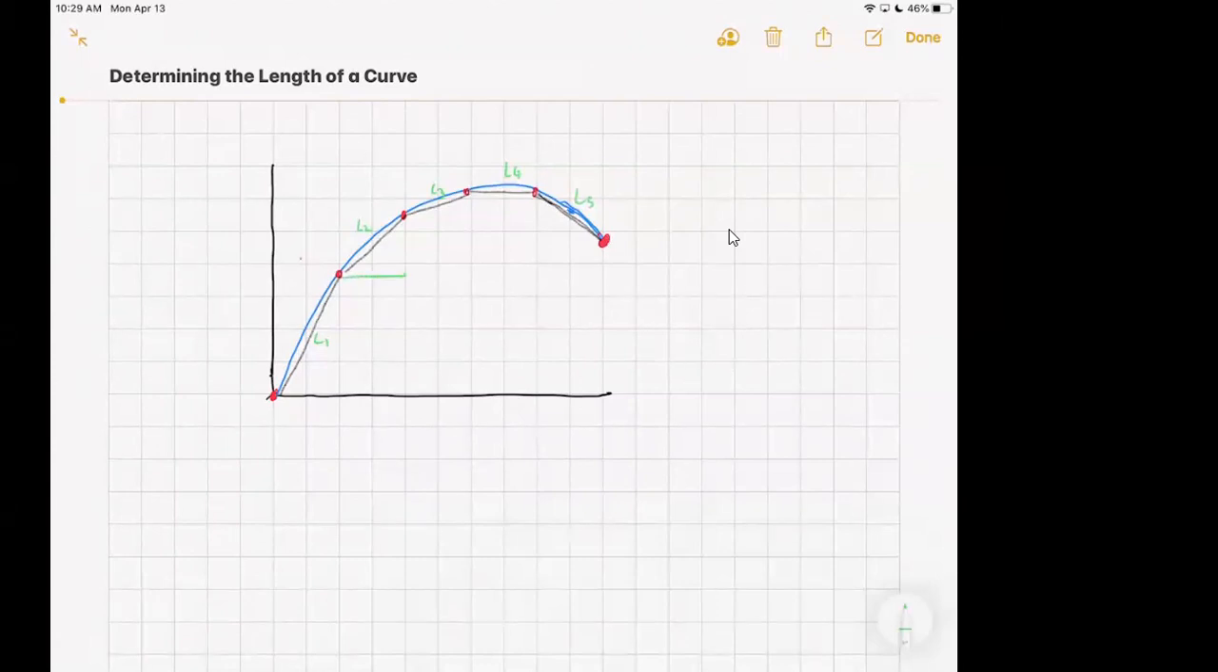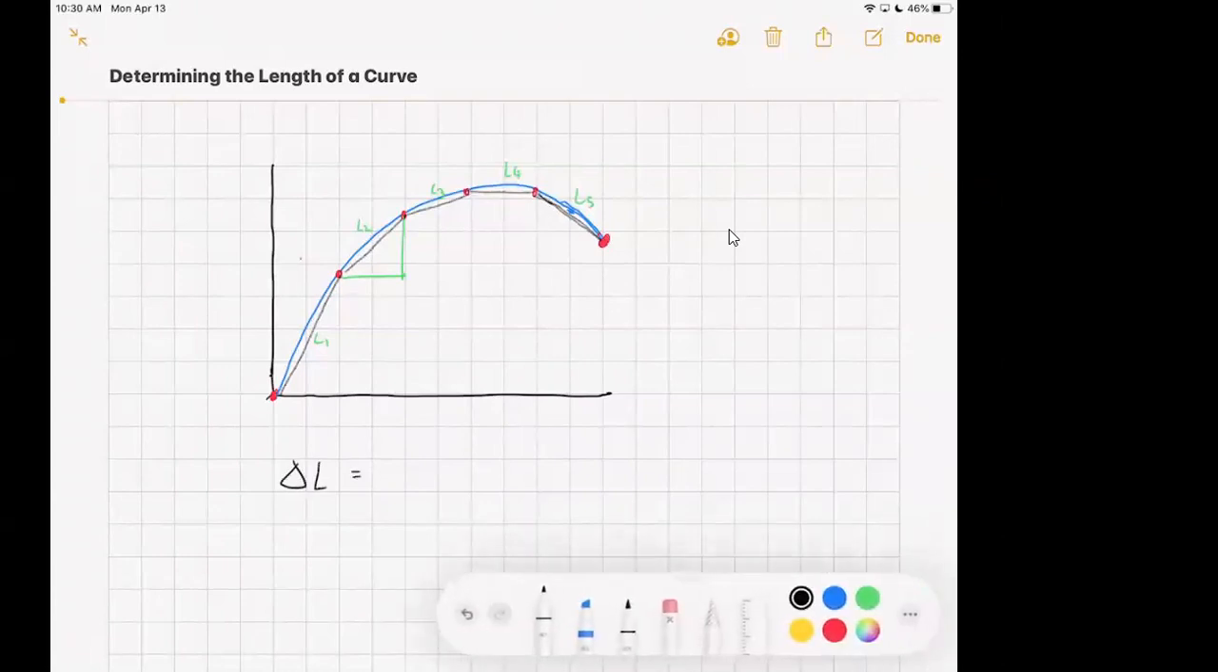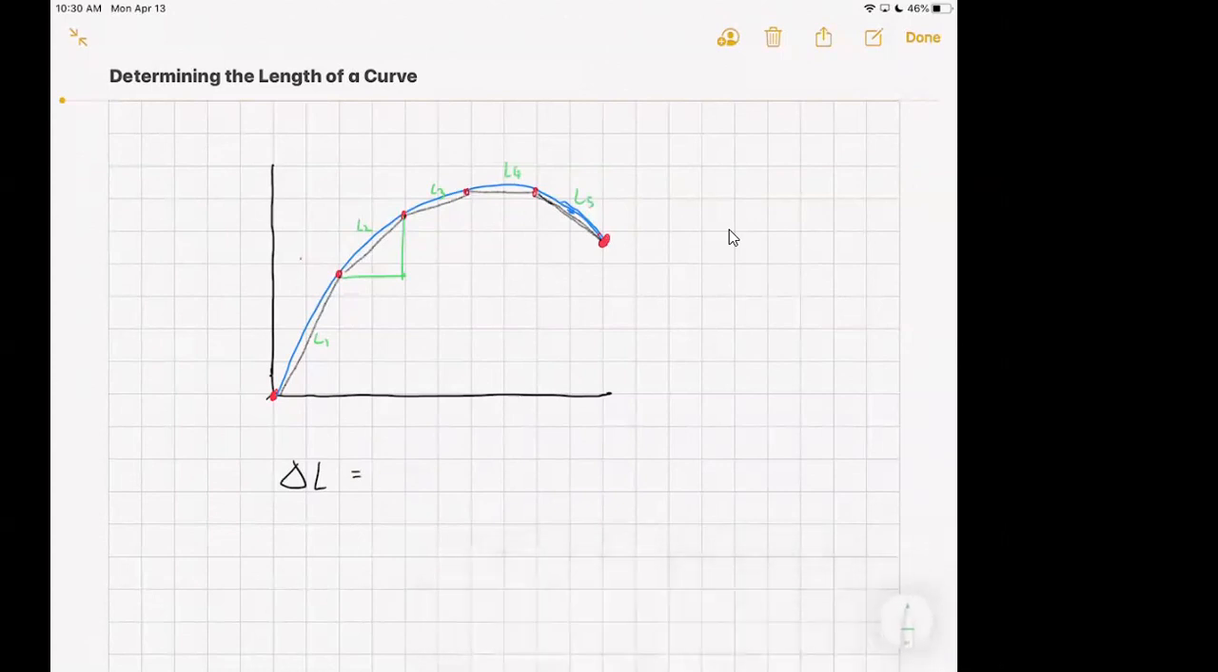So if I wanted to know how big L2 is, we'll have a length element. It would have a width to it, so that would be a delta x. We could call that delta x2 if we want, and it would have a height to it, a delta y. We'll call that delta y2.